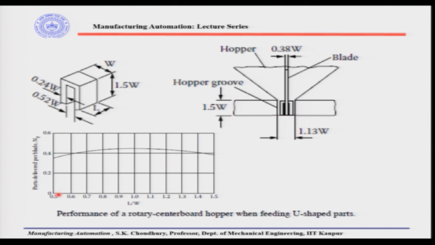So, this is a curve which is showing the parts delivered per blade depending on the L by W of the part. You can see that on average the part delivery is quite low, in the sense that at a time there could not be, let us say, more than 1 or 2 parts. Okay, that is what the curve is showing.